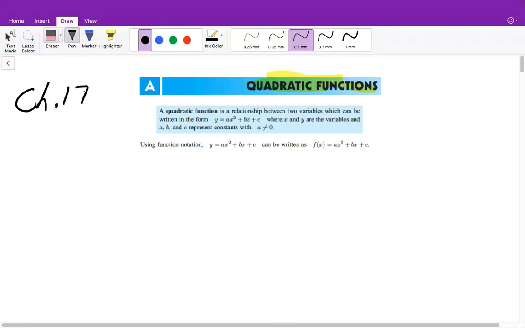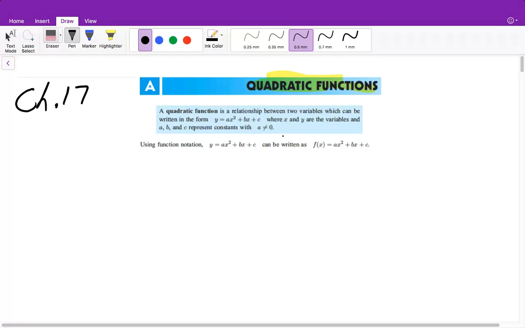Before we get started, I'm just going to go through a few things with the function because our book just kind of jumps straight into it. In case you guys don't remember, I'm just going to go through a few things. So a quadratic function is a relationship between two variables which can be written in the form y equals ax squared plus bx plus c.